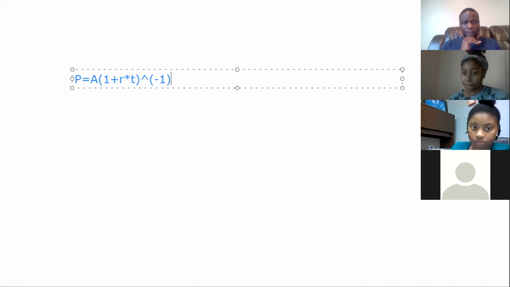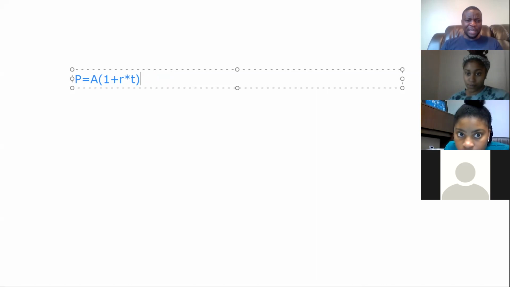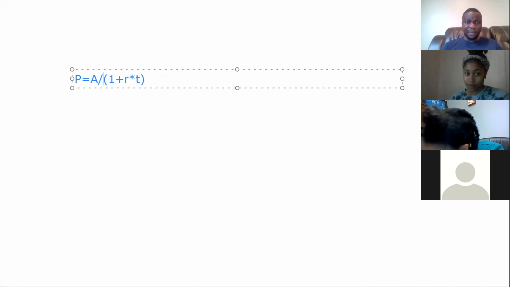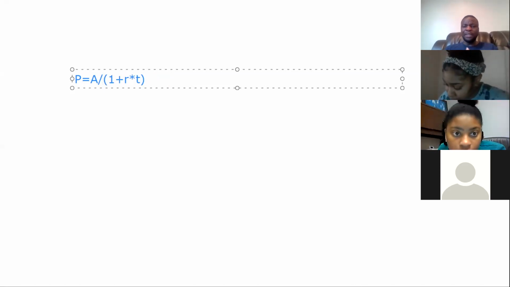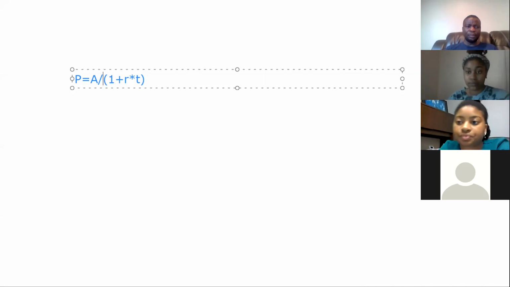Or actually, now that I think about it, there's an easier way. You could just divide right there and you'll be good. So you can type it in the calculator like this and it's just going to give you the perfect answer. You have to make sure you put the parentheses where you need to put the parentheses and you should be fine.